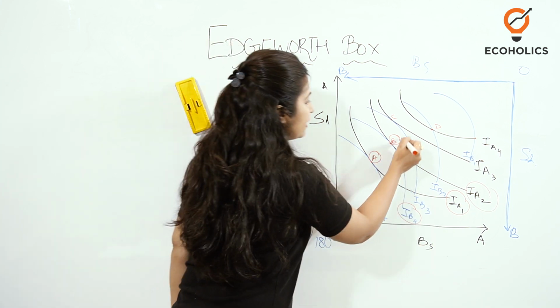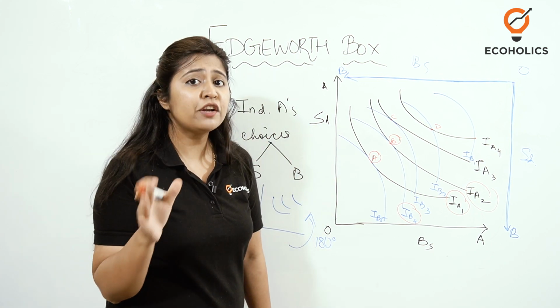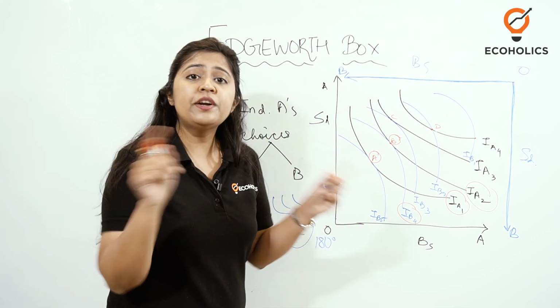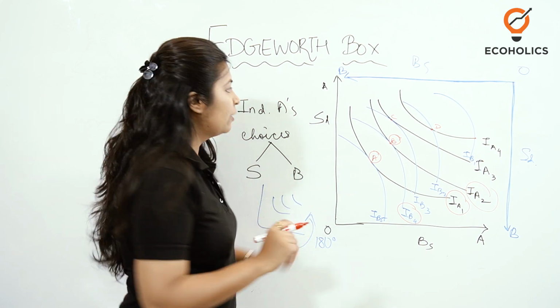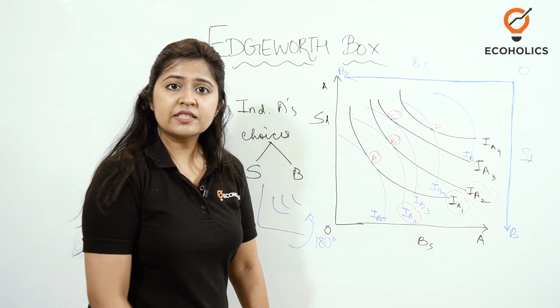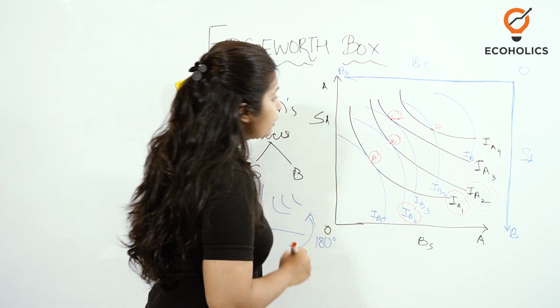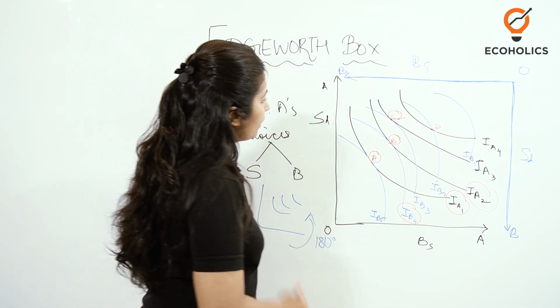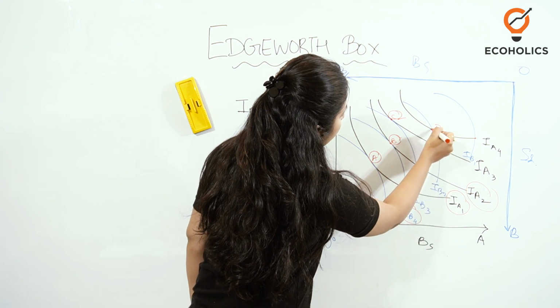So we can easily shift to point D, which is also an efficient point. A point of efficiency means when the indifference curves of two individuals are tangential to each other. Again, we have point number C. Over here also there's a certain amount of tangency, which we can see over here. And then we have point number D.